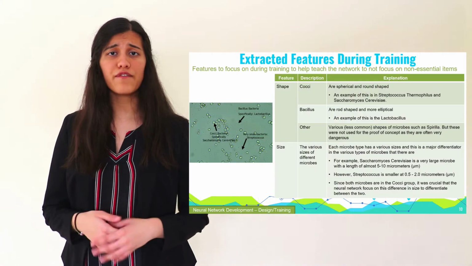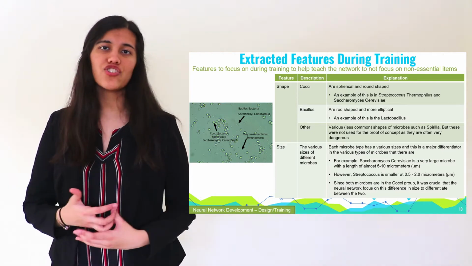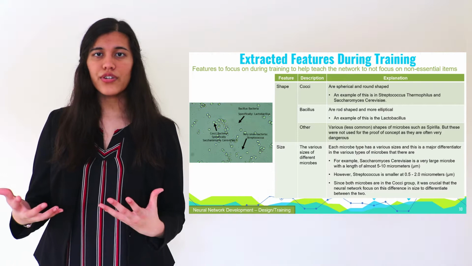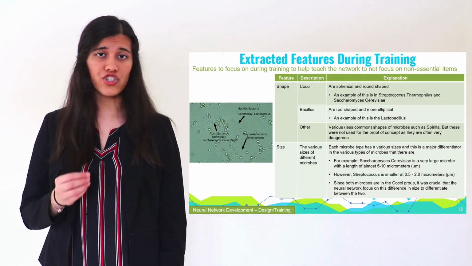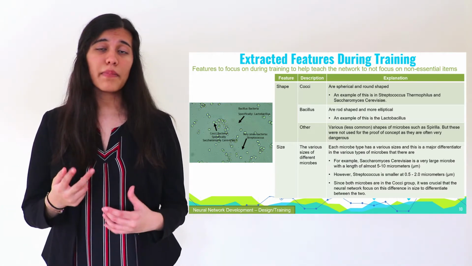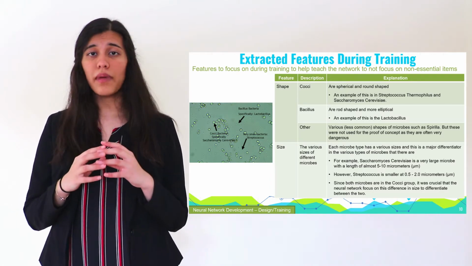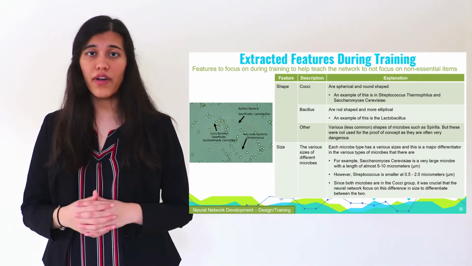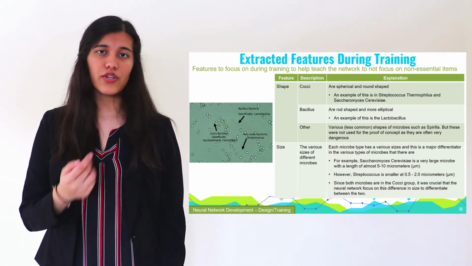I then extracted the features that I wanted my neural network to focus on instead of background changes in things such as concentration or color. And the first feature that I chose was shape. Microbes vary greatly in shape, and the two that I picked were cocci and bacillus. Cocci are very round-shaped microbes such as Streptococcus thermophilus, and bacillus are more rod-shaped and elliptical, such as Lactobacillus.